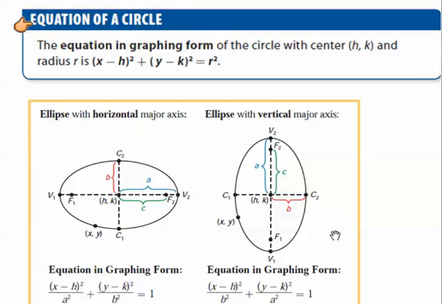Just as a little bit of review, the equation for a circle when we're graphing it is (x minus h) squared plus (y minus k) squared is equal to r squared. And for an ellipse, you've got (x minus h) squared over a squared plus (y minus k) squared over b squared is equal to 1. Or if it was a vertical one, you would have the a's and the b's swapped around the other way.